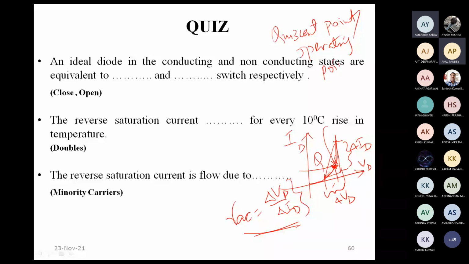Yes, any questions? I think someone is trying to ask some question.